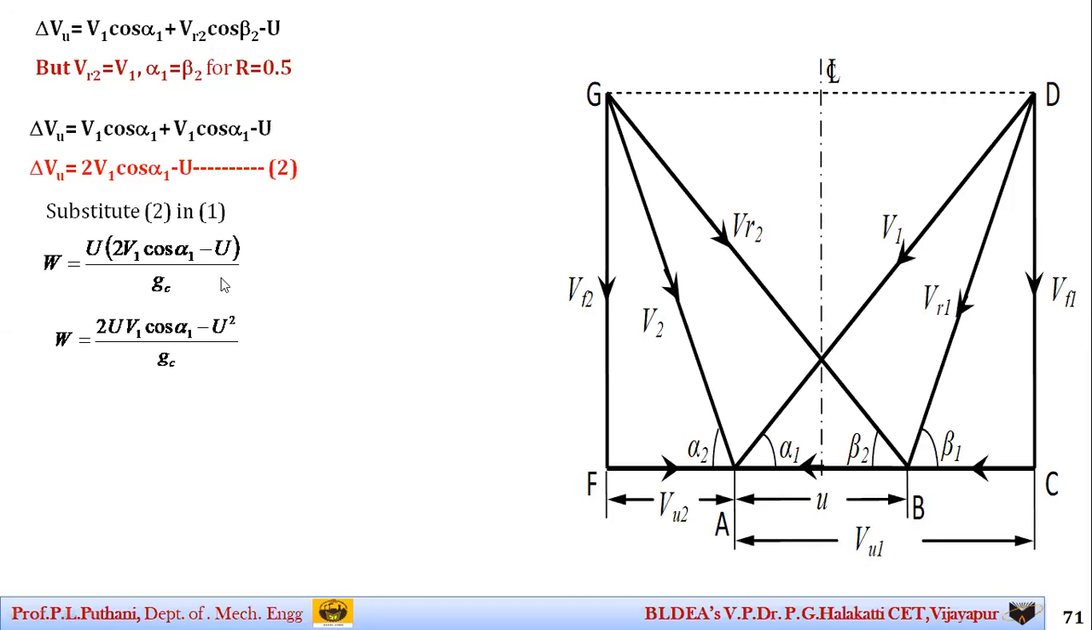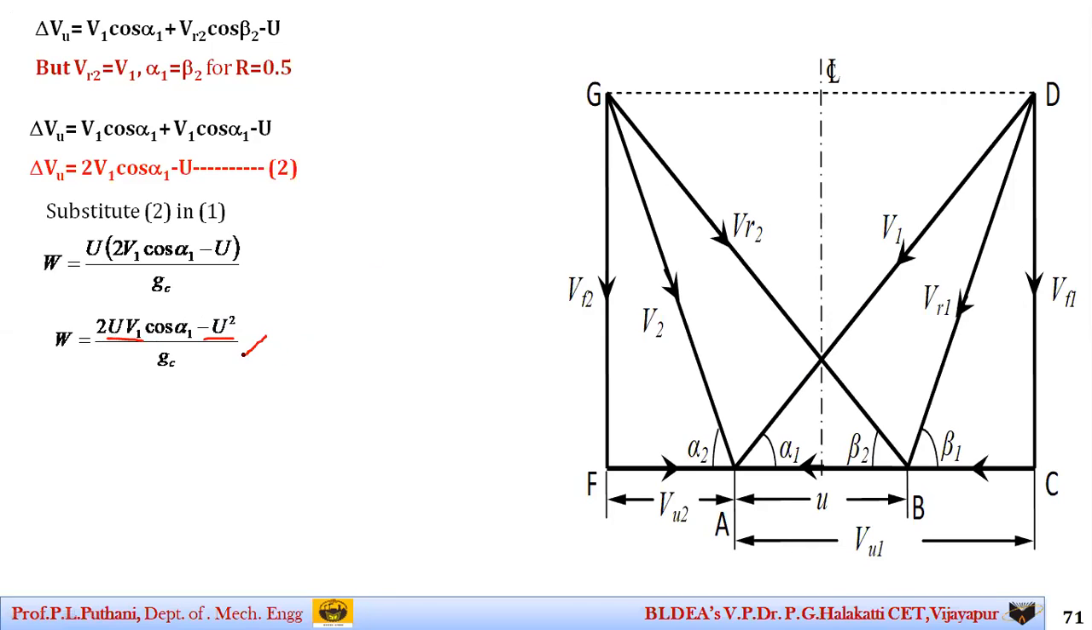Students, when we are finding the blade efficiency, always keep in mind you should get the equation in the form of the ratio, the speed ratio, that is u by v1. Now if you observe here, we have the terms u v1 and u square. I want to get it in the form of the speed ratio, that is u by v1.